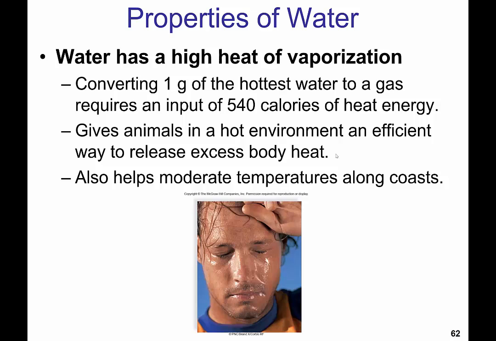Because of the high heat of vaporization of water, this gives animals in a hot environment an efficient way to release excess body heat. So when we sweat, we're giving off a lot of heat within those water molecules. This is also why water helps moderate temperatures along coasts or any large bodies of water. If you think of areas near water as compared to those away from water, the temperature rises and falls more slowly. And this is also why if you live in a more humid environment, you don't have as drastic a temperature change within the day.